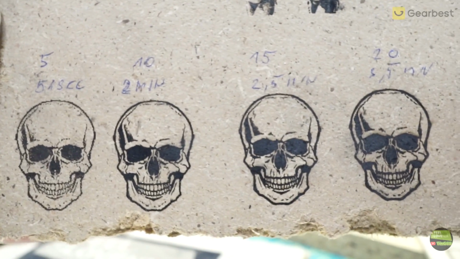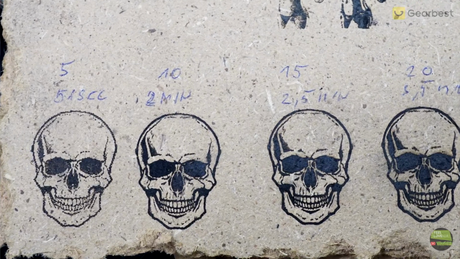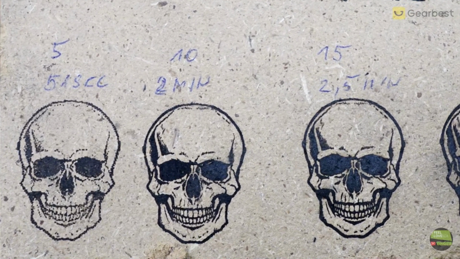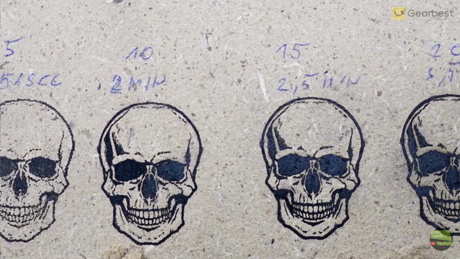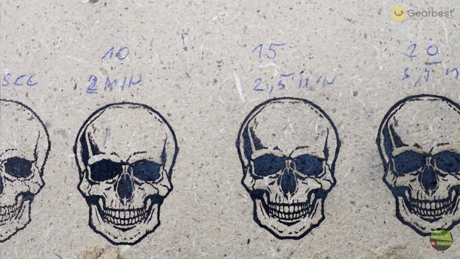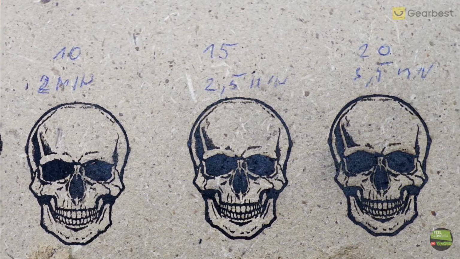And here I try different resolutions of engraving. The first one got only 5 lines per millimeter, and it was engraved in only 51 seconds. The last one is engraved in the highest resolution, 20 lines per millimeter. It needs 3.5 minutes to engrave, and it's not much better than the third one engraved with 15 lines per millimeter.